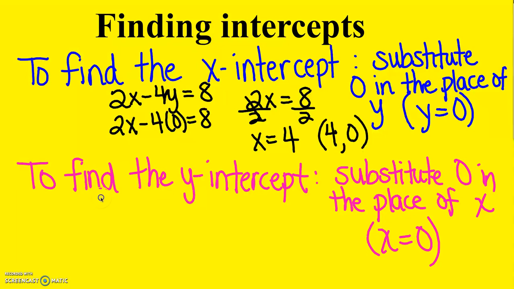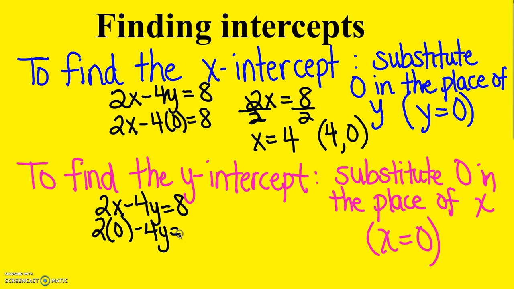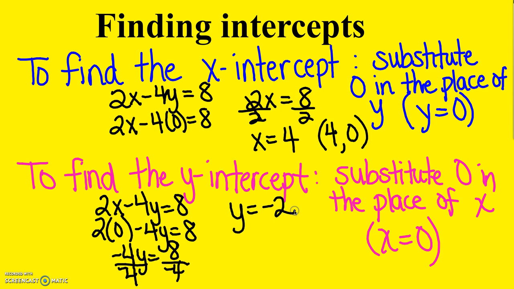Take the same equation, 2x minus 4y equals 8, and we're going to find the y-intercept this time. So 0 goes in the place of x. After we simplify, we're left with negative 4y equals 8. Then I'm dividing by negative 4. And I get y equals negative 2. As an ordered pair, it's (0, negative 2). So that's your intercepts.